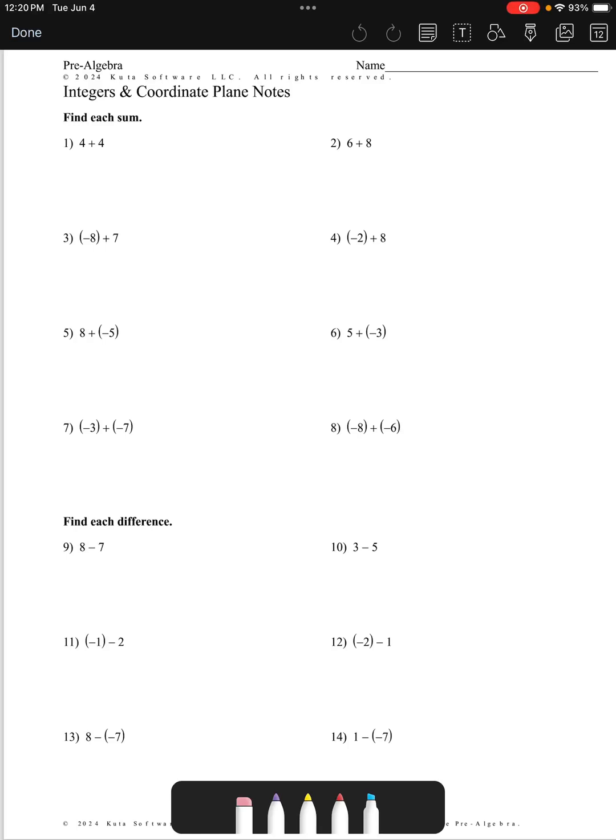In today's video, we're going to be looking at problems involving addition, but also incorporating negative numbers. So we are doing numbers 1 through 8 for these notes today. And we start off very, very simply. 4 plus 4. Now, I know, we all know, 4 plus 4 is 8. But I want to take a quick look at why that's true.